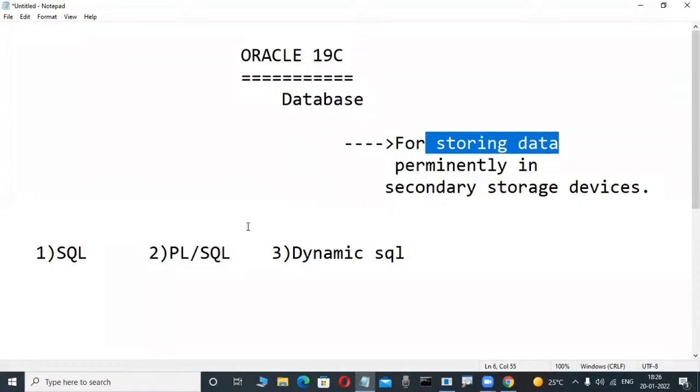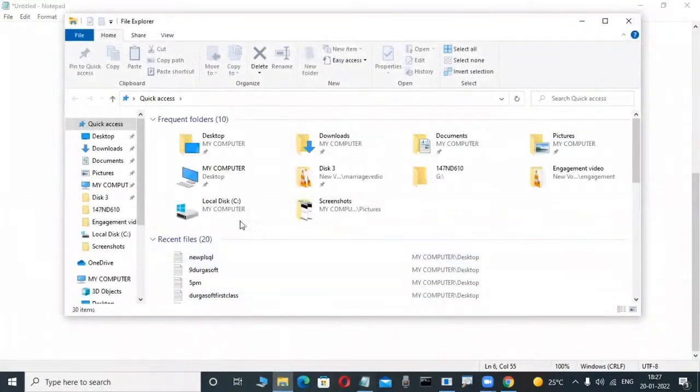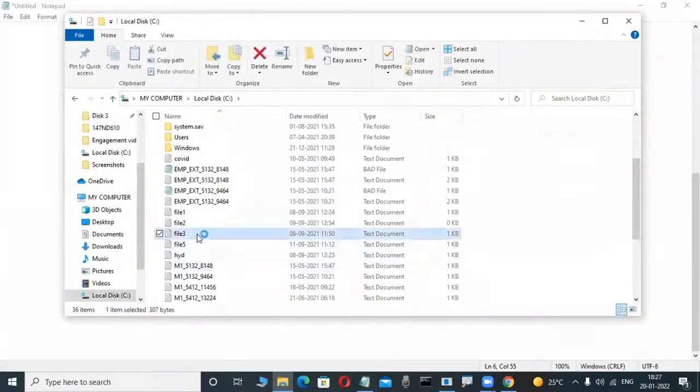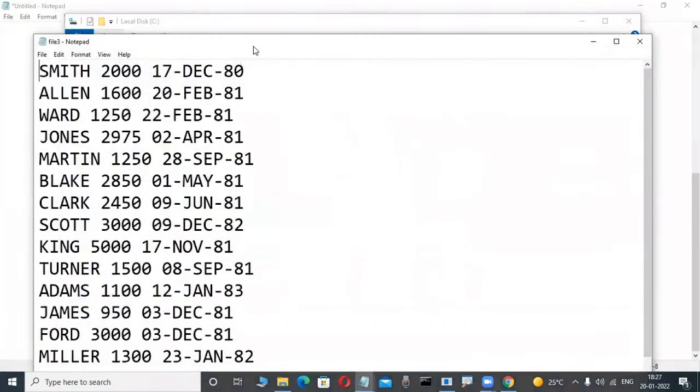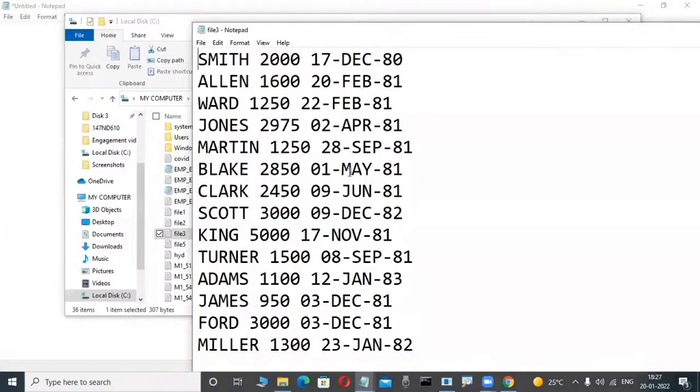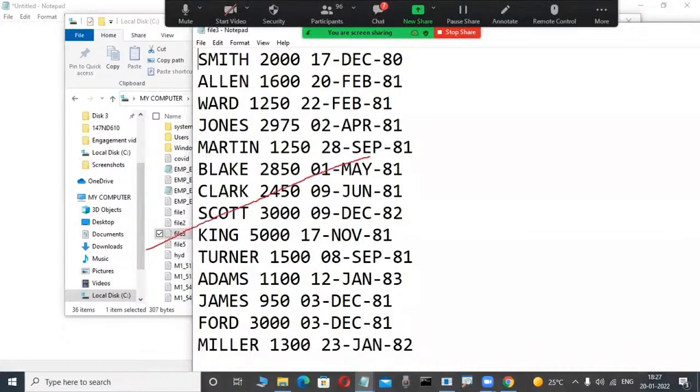Actually, a database means not only storing data, but also efficient retrieval of data is important. Suppose, for example, observe the screen. In olden days, before 1960, they stored data in a file format only. We will learn this in the history later. A file format also stores data permanently. Employee details are there. If I want to retrieve the information of employees who joined before 1981 from the file, it is very difficult.